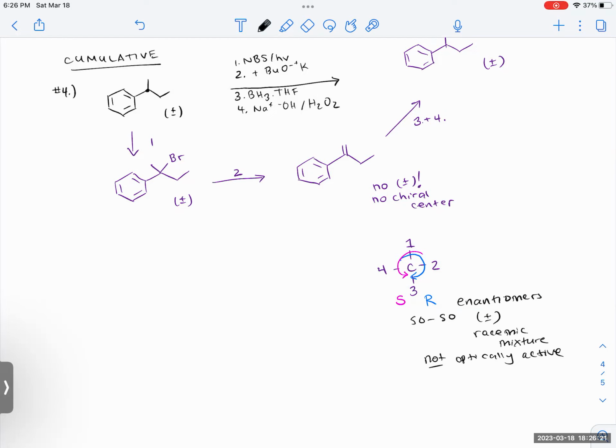Yes, when drawing an aldehyde, very important, always have the H. Yep, that is definitely true.